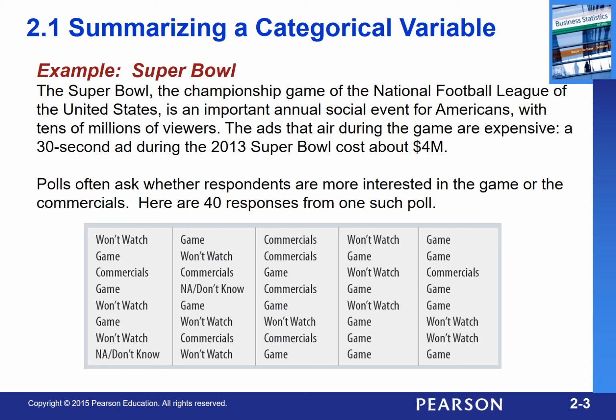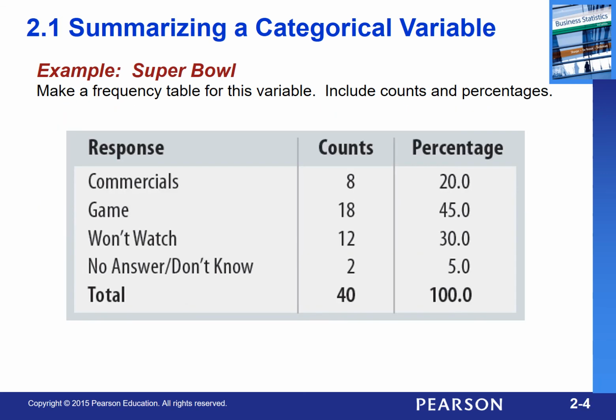If you look below, here's 40 respondents from the poll, and this is very typical of how you get raw data. It's not organized in any way, shape, or form. What we want to do is take this and say, was it true that most people were watching for the commercials? Does that seem to be the case? How can we organize this in a way to where we can see, is there a certain group that's more prevalent than the others? And then we can form a frequency table.